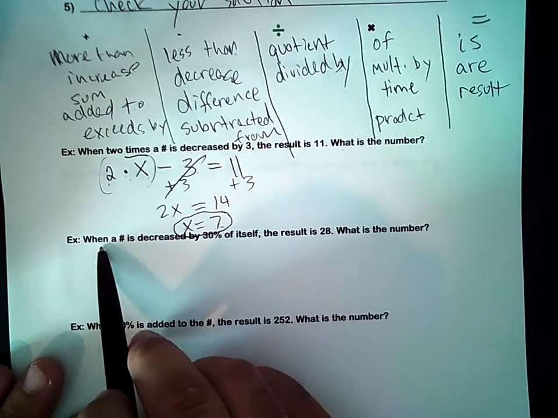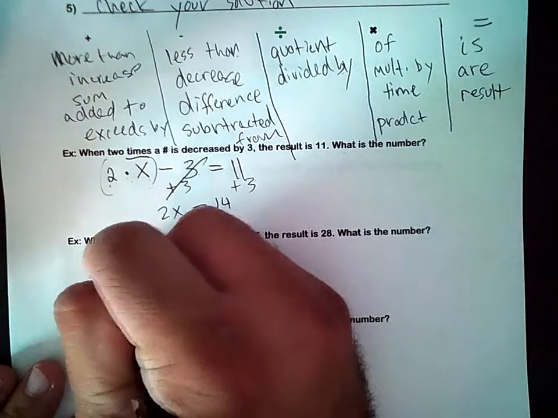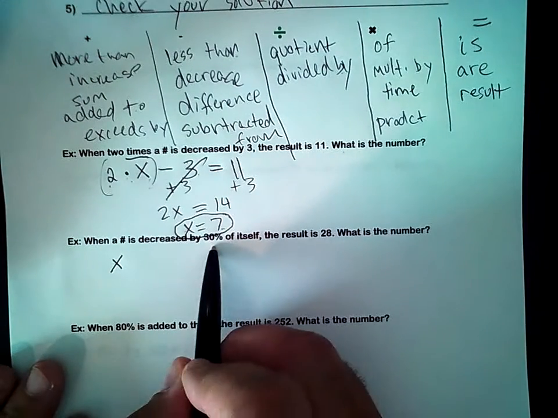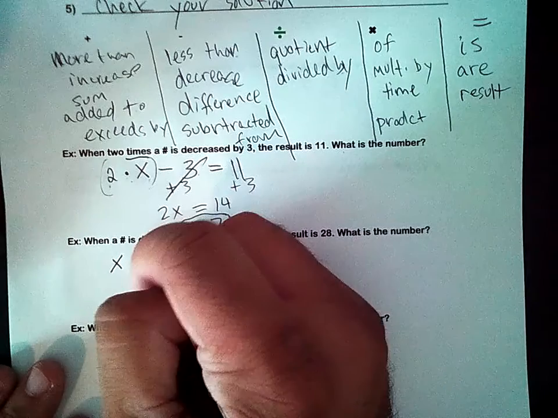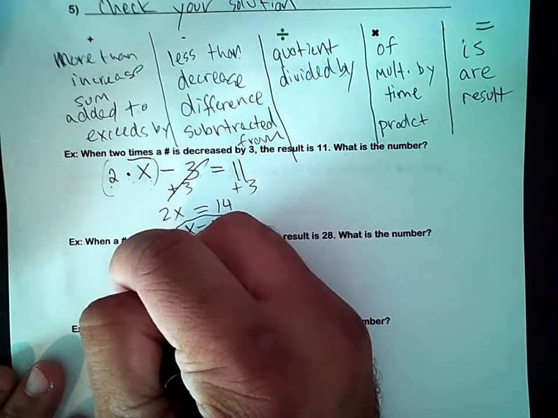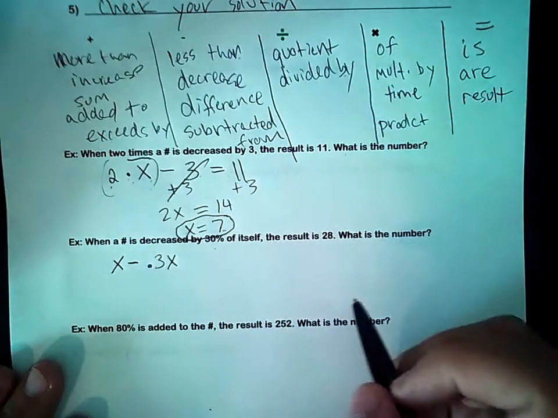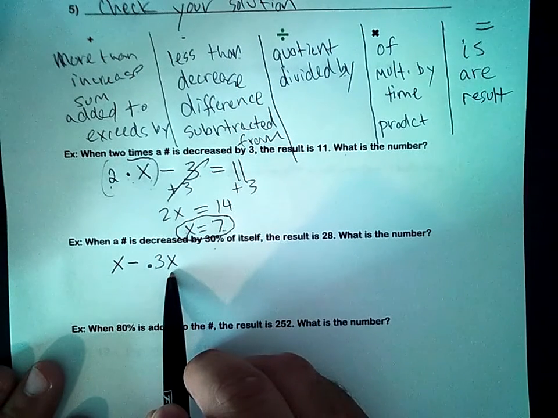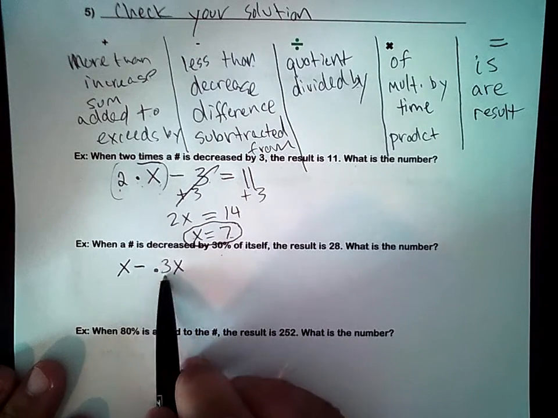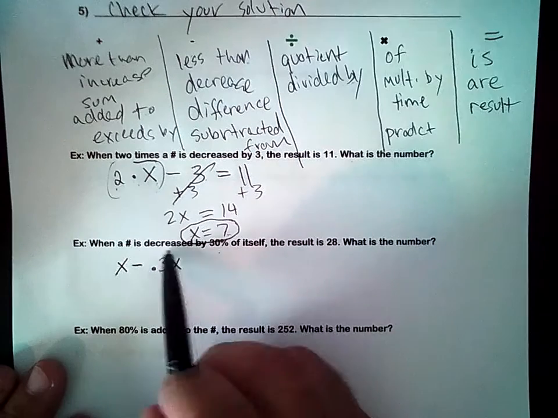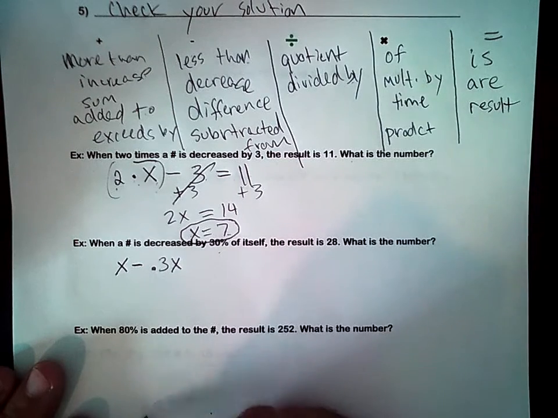Okay, so let's take a look at the second example. When a number, okay, I don't know what the number is, so I'm going to go ahead and assign a variable, is decreased by 30%. Now, in order to decrease something by 30%, you can subtract 0.3 times that number. So if you do 0.3 times that number, that's 30% of this number. So then if I subtract 30% of that, this is 30% of x, and I'm subtracting it from x. So that's how you do that.